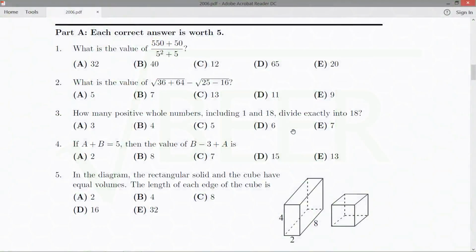Hello everybody and welcome back to question number 3 on the 2006 Pascal paper. How many positive whole numbers, including 1 and 18, divide exactly into 18?